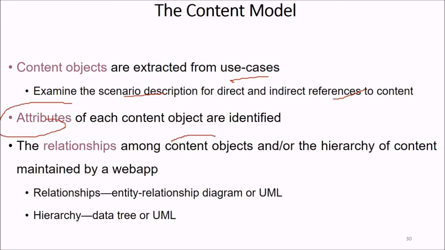The relationship, the collaboration among these content objects, and also the hierarchy of the content management has to be seen, that is to be maintained by the development of the web app. So for relationships, you can make an ER diagram or a UML, and for hierarchy, you can use a data tree or a UML.